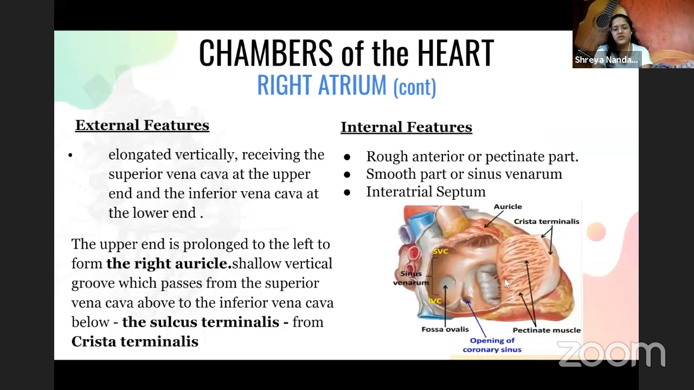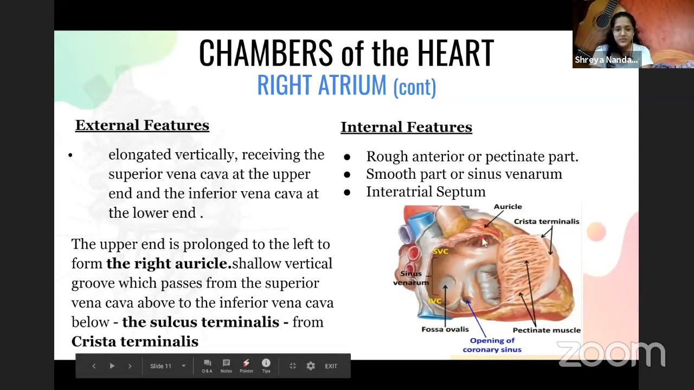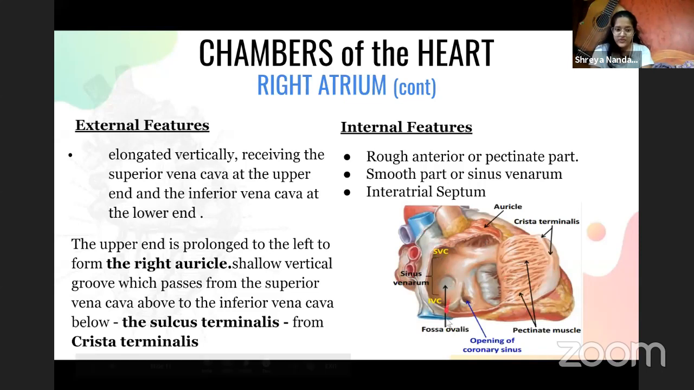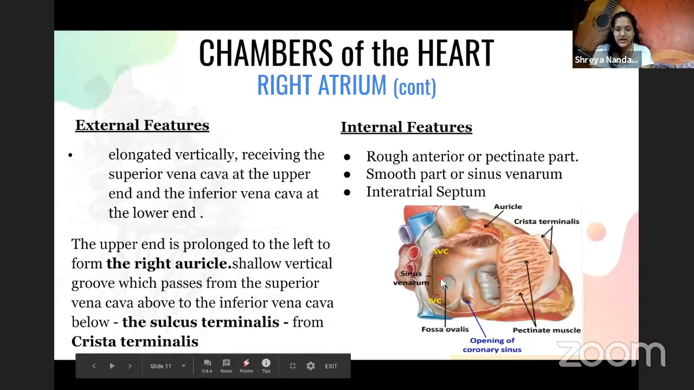Now we're going to talk about the features of the right atrium. It includes external features as well as internal features. So starting with external features, this chamber, that is the right atrium, is elongated vertically, which receives the superior vena cava at the upper end and the inferior vena cava at the lower end. So superior means upper and inferior means lower. So that way we can remember this.